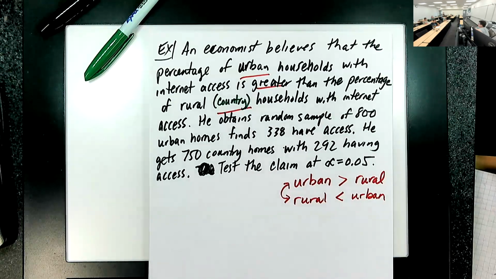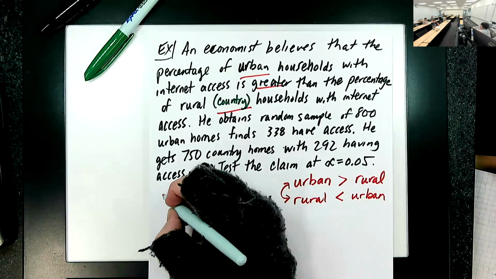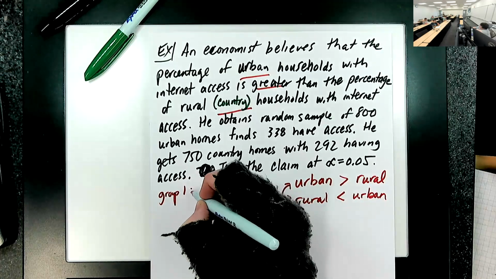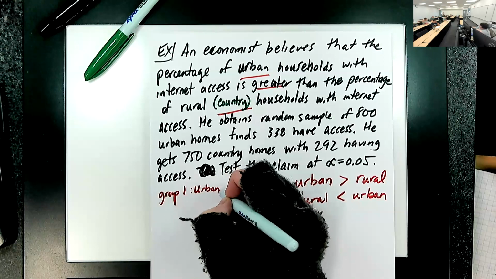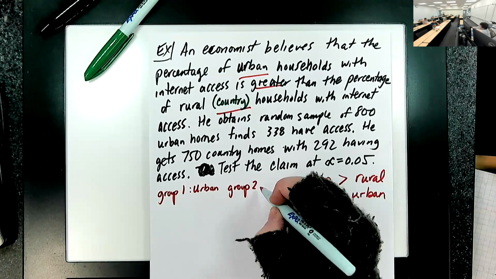I like doing the greater than symbol. It just makes more sense to me. So I always tend to pick the groups so that the one on the left is the greater one. You can do it however you want, so long as you label them. I'm going to label group 1 urban and group 2 rural.